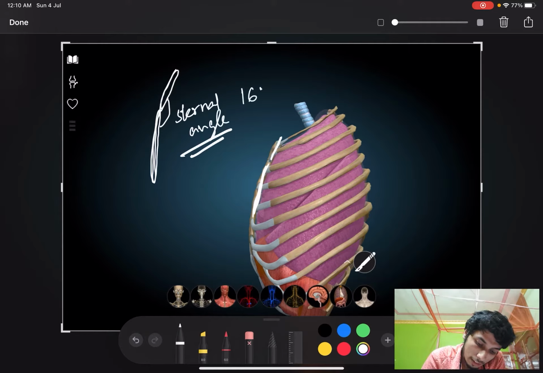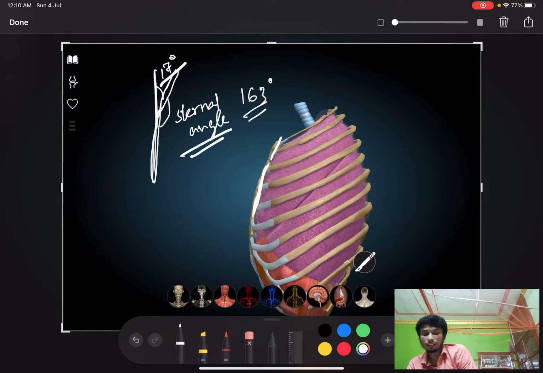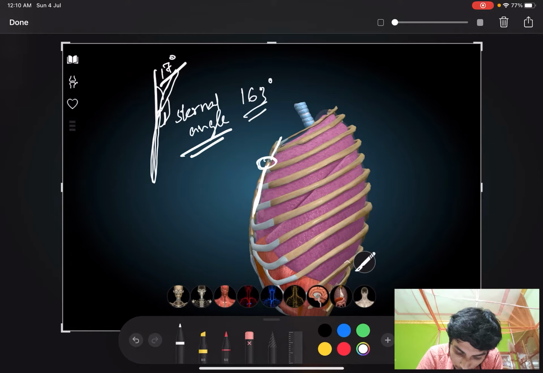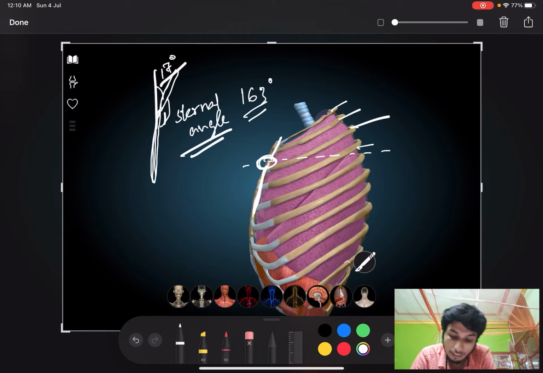Okay, 163 degrees, that is asked in some fibers. So this is obviously 17 degrees, and this angle might change due to respiration or some other causes. This is that angle, and this is T1, T2, T3, T4. So this line is the lower border of T4. Okay, so this line is the transverse thoracic plane.